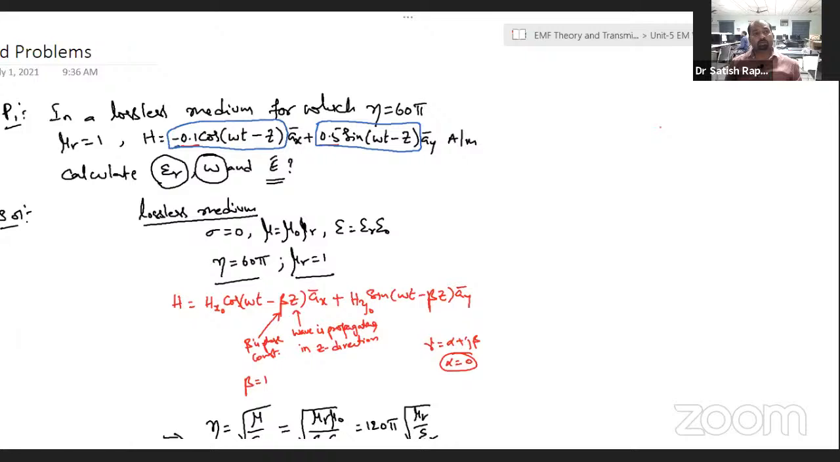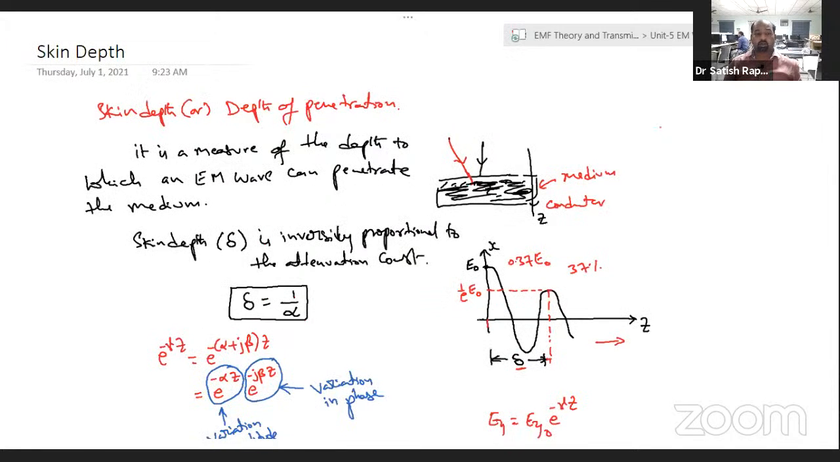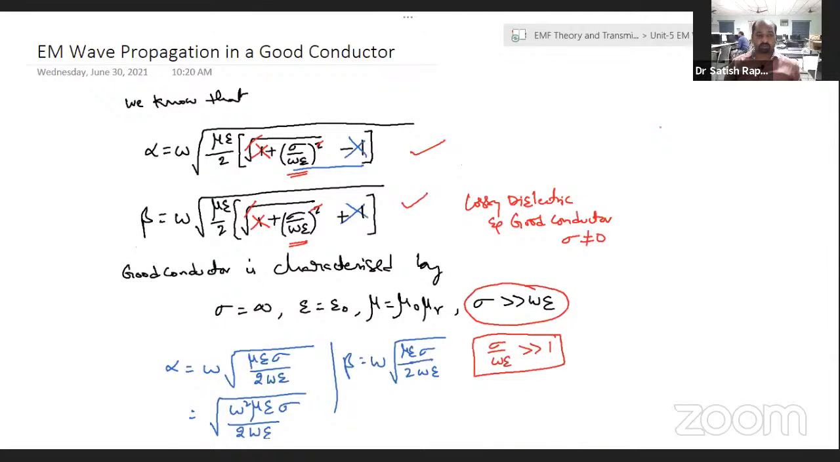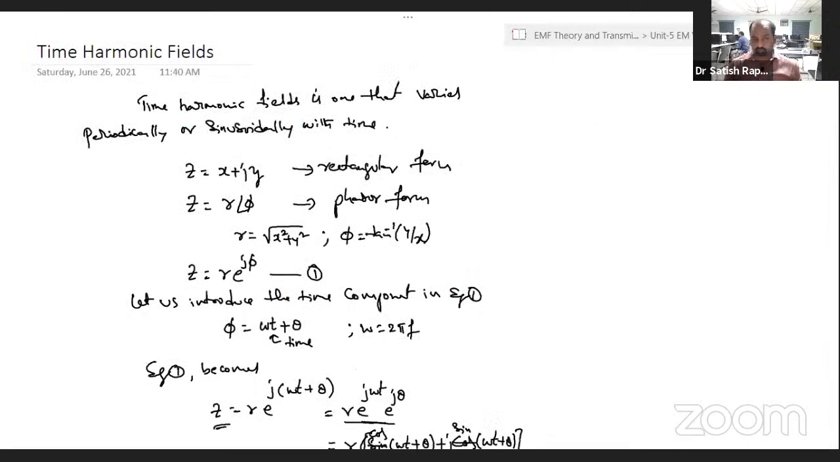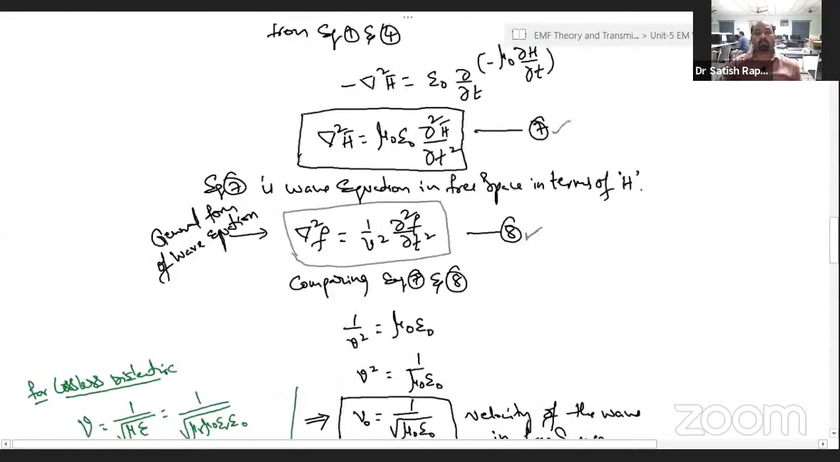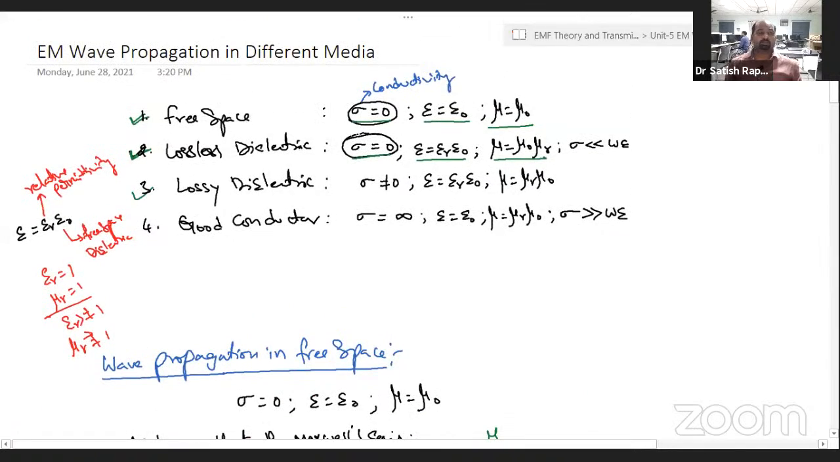After a 3 or 4 day gap, I'm taking the class. Let me recollect what topics I have discussed so far. I have been discussing EM wave propagation in different media. That is unit 5. My first part is the EM wave propagation in different media.